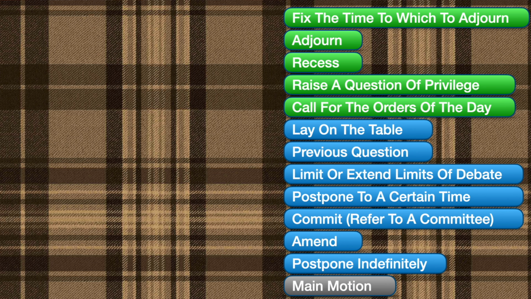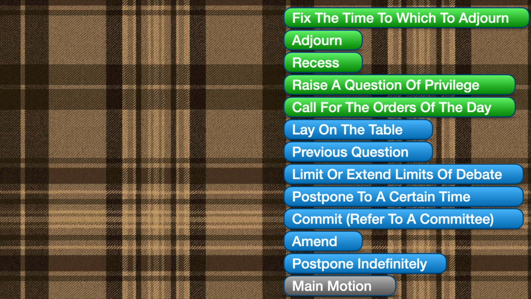So now that we know how to pronounce it, what does precedence mean? Well, precedence is closely connected to the rank of motions, so let's cover both at the same time. In parliamentary law, there are 13 common ranking motions, as we see here. They're called ranking motions because they have a specific rank. Each motion you see here ranks above all the motions below it on this list. So the highest ranking motion is fix the time to which to adjourn, and the lowest ranking motion is the main motion, which is the motion that brings business before the assembly.